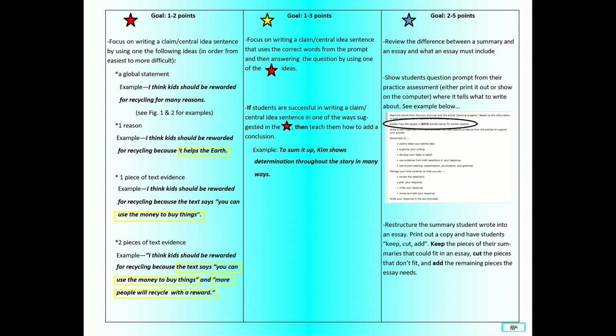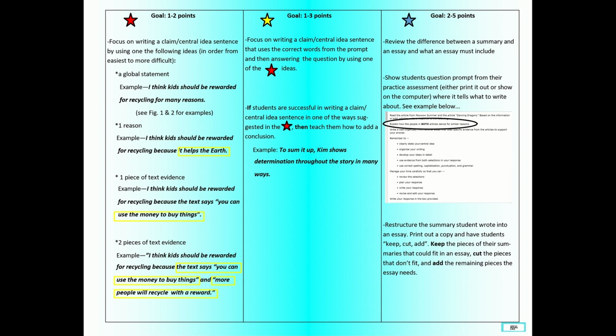Once they can write a claim or central idea sentence, my recommendation, and I know it's going to sound kind of crazy, is to then teach them how to write a conclusion. My rationale for that is the claim or central idea sentence and the conclusion, they match. So if they know how to write a claim or central idea sentence, then it's very easy to go from that known to something that's new, which would be how to close out the essay.